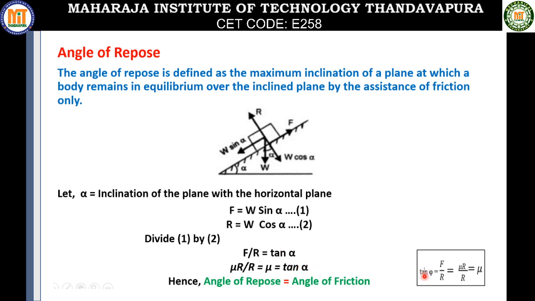If I just recall the equation that I got in the previous slide, tan phi is equal to mu. That is what I have got in the explanation of angle of friction. Right. So when both tan of angle of friction and tan of angle of repose are equal to mu, obviously the angle of friction and angle of repose will be equal. So that is the conclusion that I can draw from the concepts of the angle of repose and angle of friction.